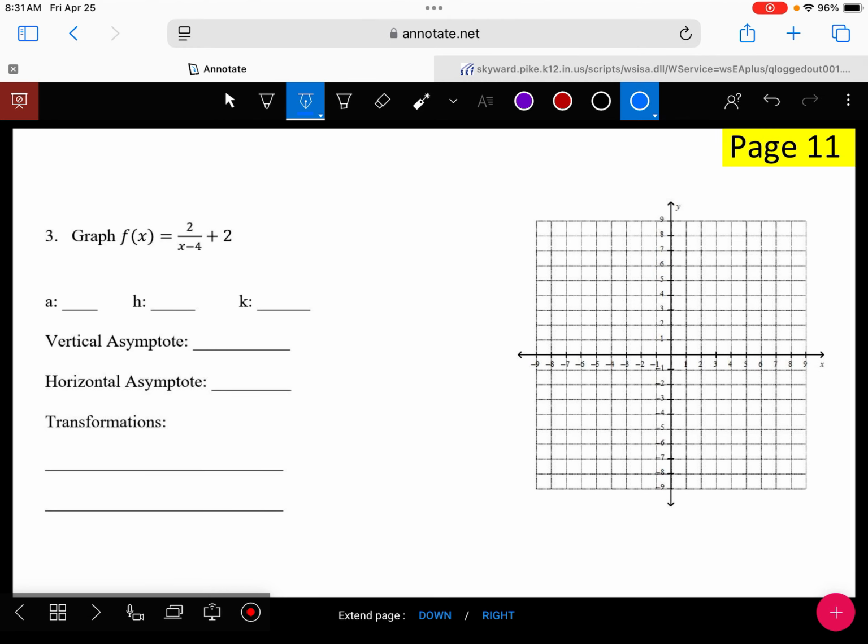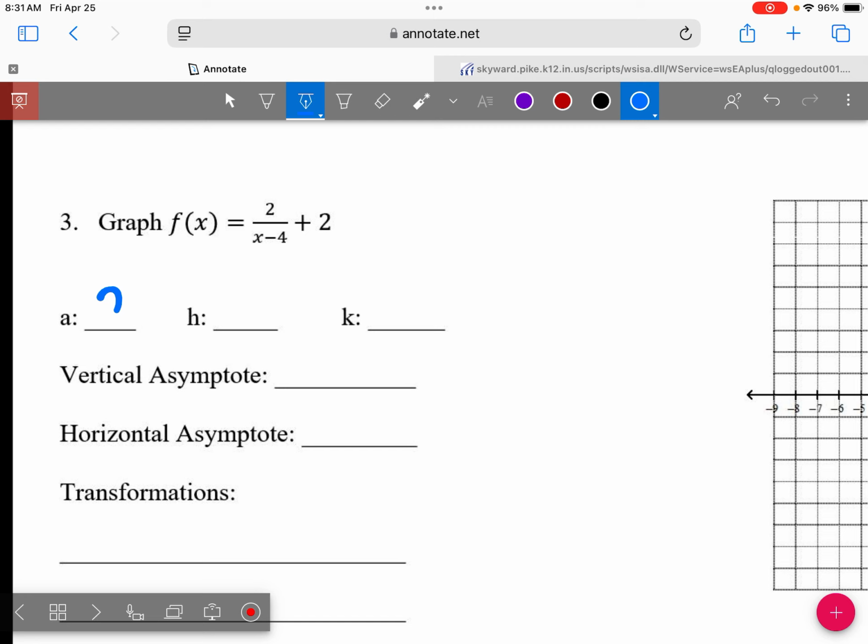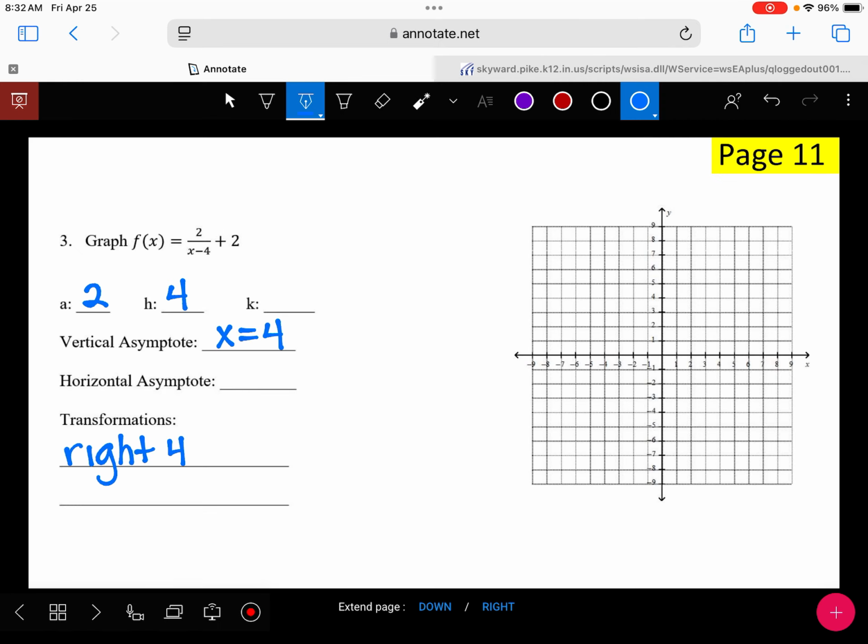One more. So the first thing we're going to do is identify a, h, and k. So a is 2. It's positive 2. H would be positive 4, which means this graph is going to go right 4. And I'm going to draw in a dashed line at x equals 4. So pick up your highlighter. I want you to draw in a dashed line at x equals 4.